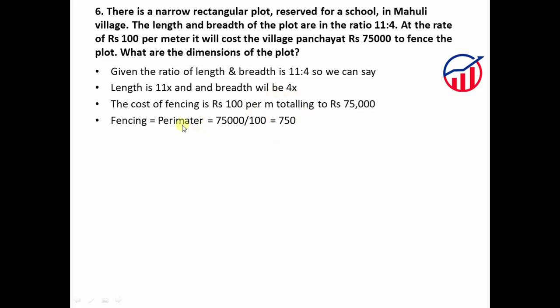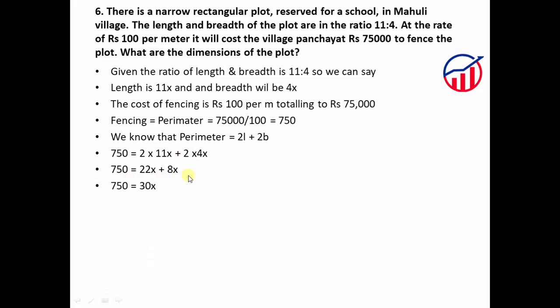So what is given? The total cost is given as 75,000 and the rate is how much? 100 per meter. So if you divide this, you're going to get the actual perimeter of this rectangular plot. So we have divided the total amount by the rate per meter, so we got the actual perimeter. Now we know that the perimeter is what? Twice length plus twice breadth. So 750, which is the perimeter of the plot, is equal to 2 into what is the length? 11x, and what is the breadth? 4x. Solving it further, 750 is 22x plus 8x, 750 is 30x, x is equal to 25.